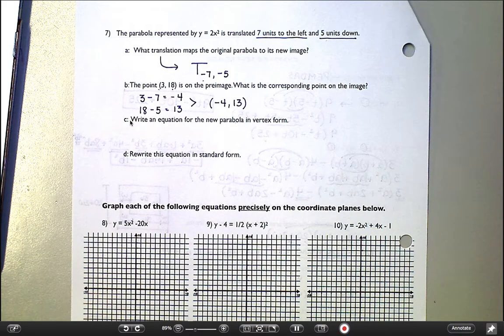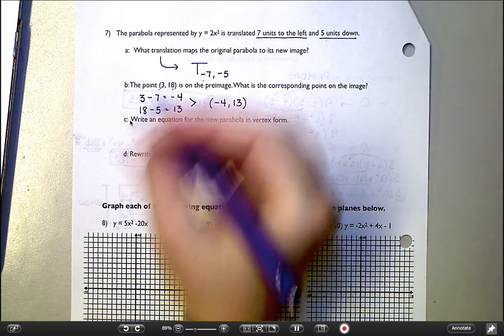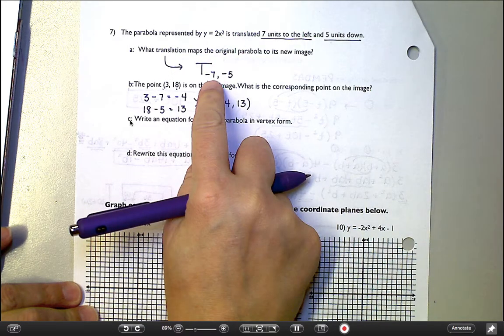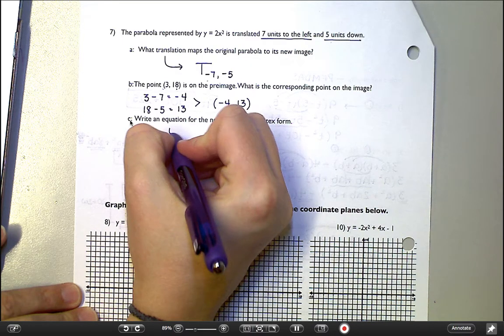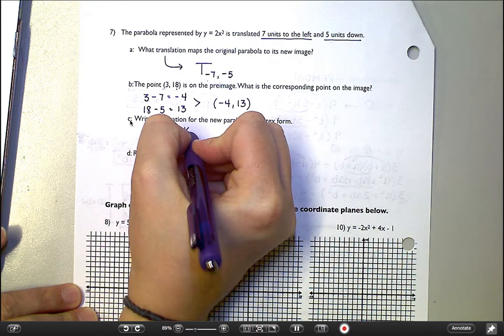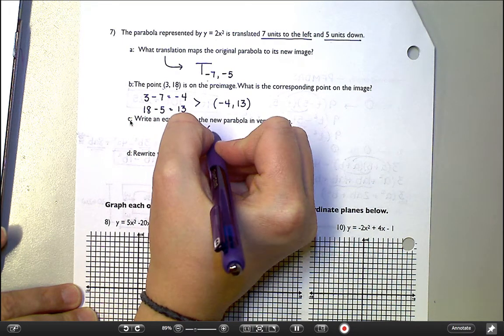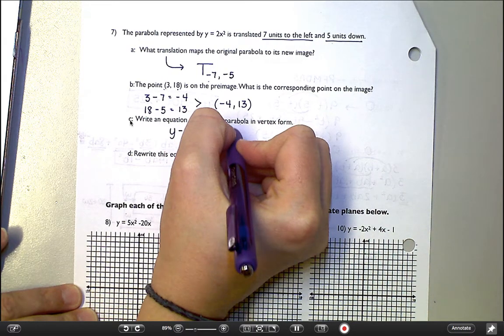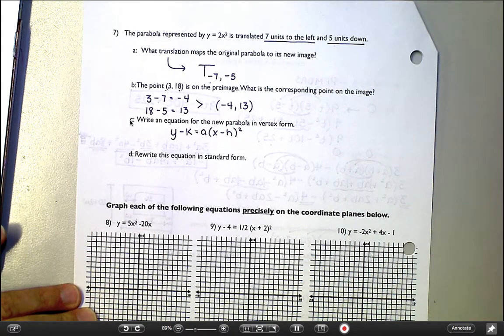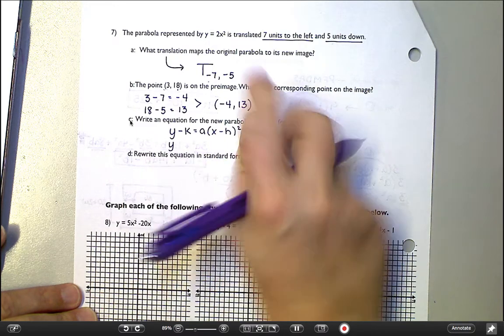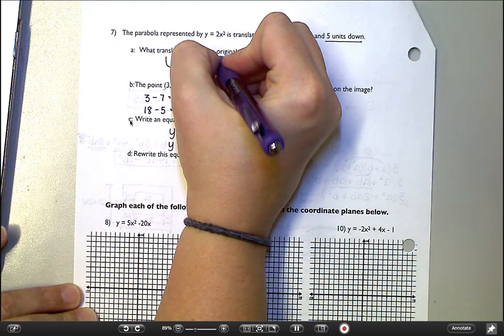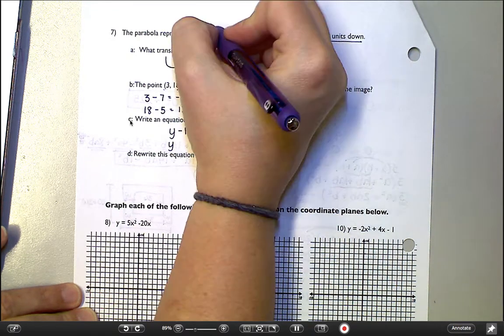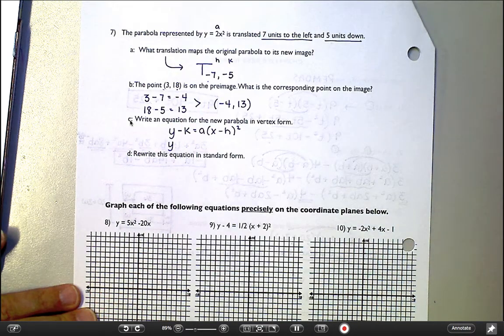Now write an equation in vertex form. And this is pretty easy because remember that this is really your h and your k right here. So my vertex form formula looks like this. y minus k equals a times x minus h squared. So I'm going to say y, this would be my k value right here. h, k, and then this up here is going to be my a value. We'll talk about that in a second.